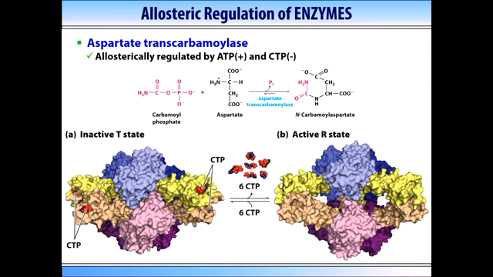So the most classical example of the regulation of the enzyme is when the enzyme is regulated by the final product of the pathway.